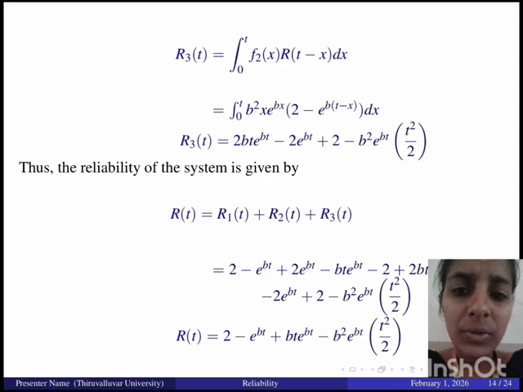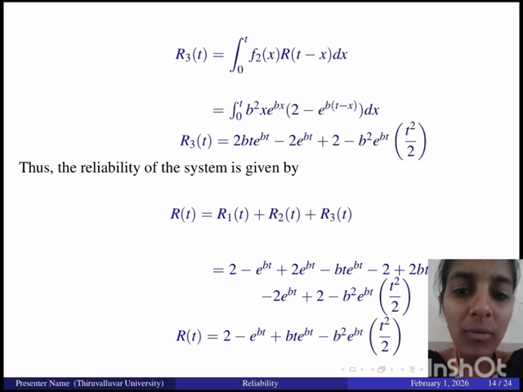R3 of t is equal to the integral from 0 to t of f2 of x times r of t minus x dx. We substitute the value for f2 of x and r of t minus x. We get R3 of t is equal to 2bt e power bt minus 2 into e power bt plus 2 minus b square into e power bt into t square by 2, and r of t is equal to r1 of t plus r2 of t plus r3 of t.